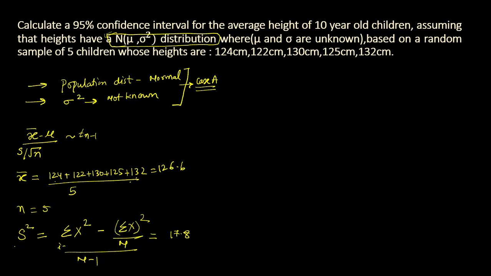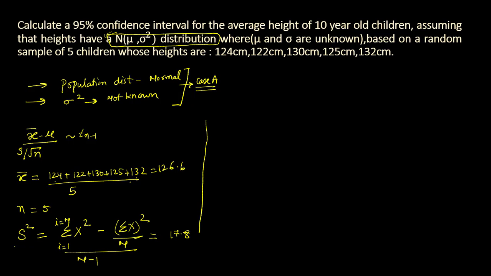I am just writing down. I am not solving it. As you can see, you can solve. You just need to put the quantity x square, meaning 124 square plus 122 square plus 130 square, and like this. When you solve this, it would come out to be 17.8.